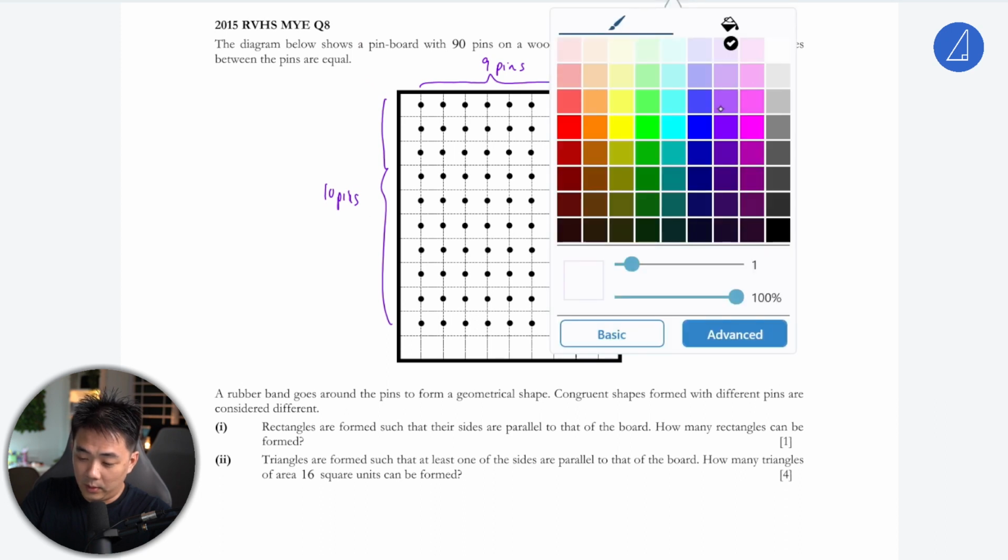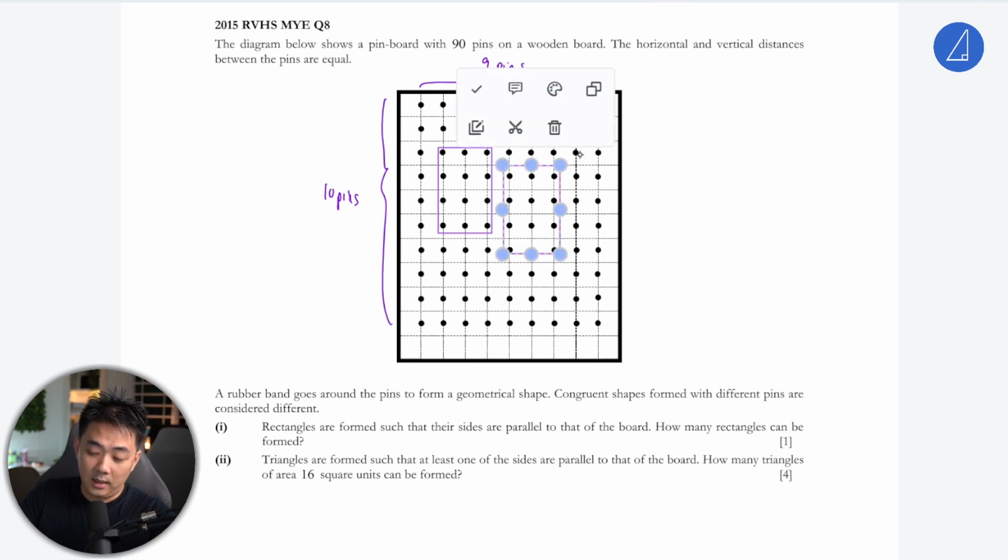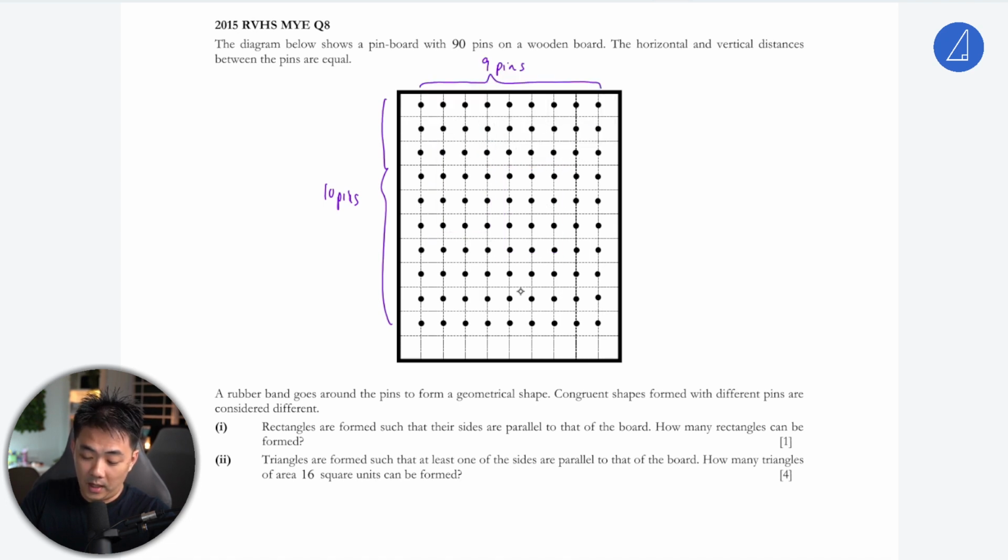For example, what they're saying is if there's a 3 by 4 rectangle here, it is different from a 3 by 4 rectangle here. Even though they are congruent, they are considered distinct. Rectangles are formed such that their sides are parallel to that of the board. So how many rectangles can be formed?